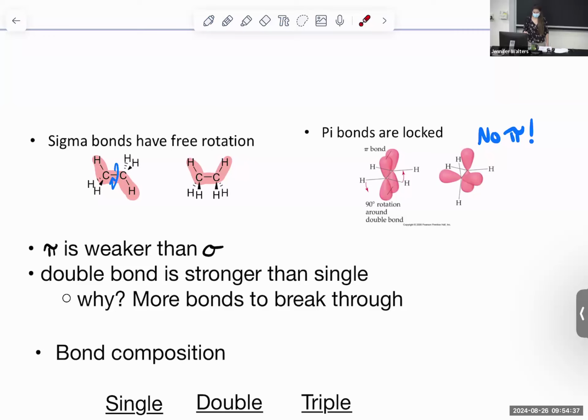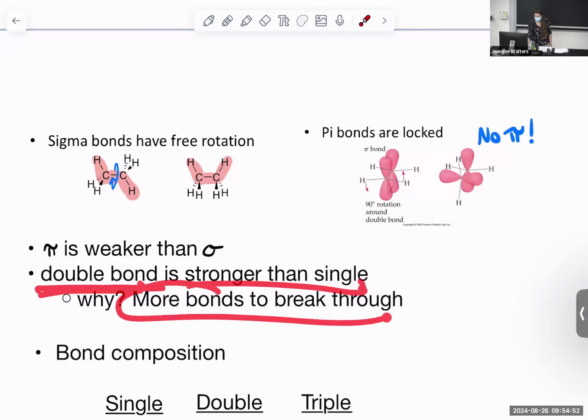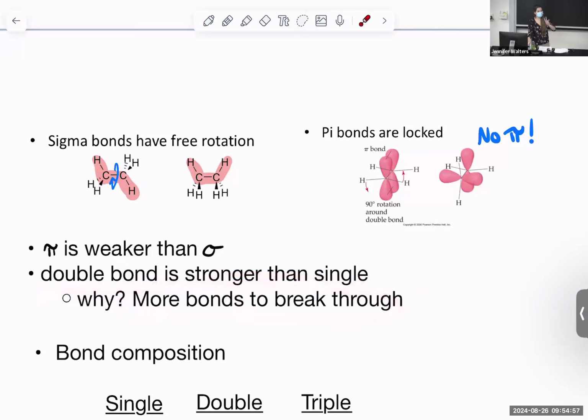A pi bond is weaker than a sigma. That's why we said that we react with the pi bond first. The double bond, however, as you learned in Gen Chem, is stronger than a single bond. The reason why is because there are more bonds to break through. So your double bond has two bonds: that sigma and the pi. Your single bond has just a sigma. Even though the pi is weaker, adding anything to something is going to be more, right?